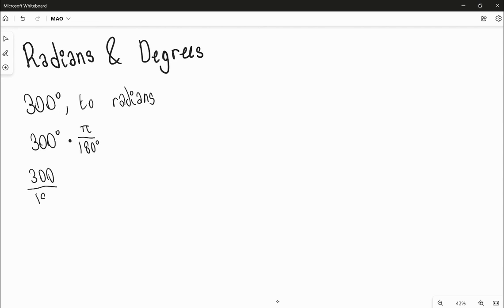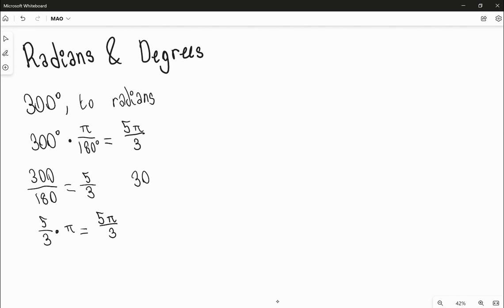300 divided by 180 is equal to 5 over 3. So you have 30 over 18. You can divide out the 6 from there, and then you get 5 over 3. So 5 over 3 times pi is 5 pi over 3. I should have done this in a different color. Too late. So this answer is 5 pi over 3.